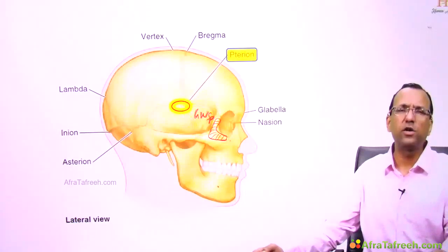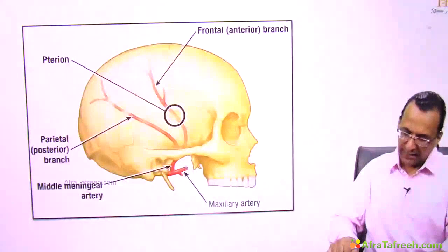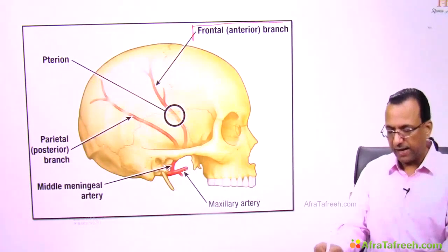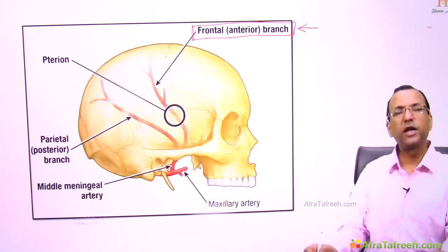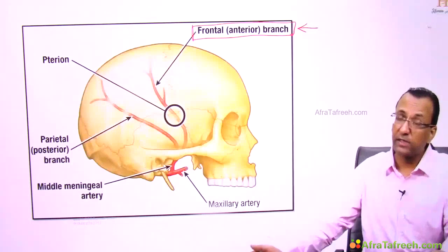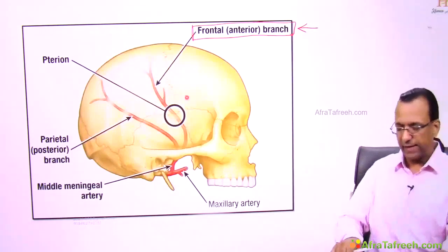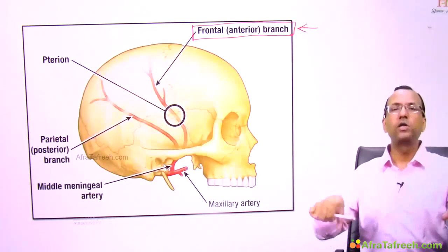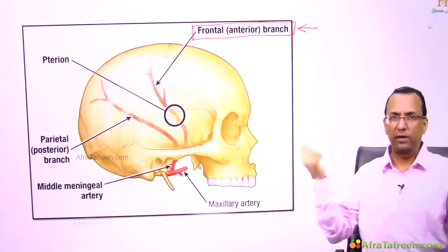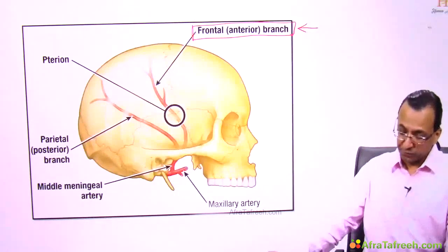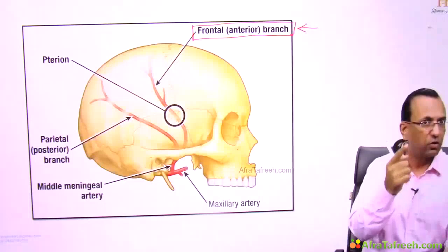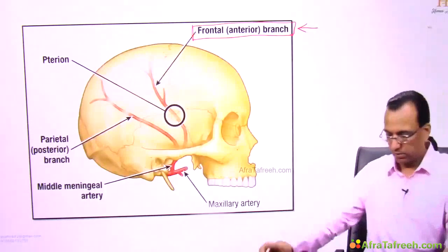What is deep to the pterion? Deep to the pterion is the anterior division of the middle meningeal artery, and that anterior division can bleed to give you an extradural hemorrhage, epidural hemorrhage. If there is a fracture at the pterion, say a bike rider without helmet, on a Hayabusa, falls down, fractures and bleeds. Now lucid interval, be careful.